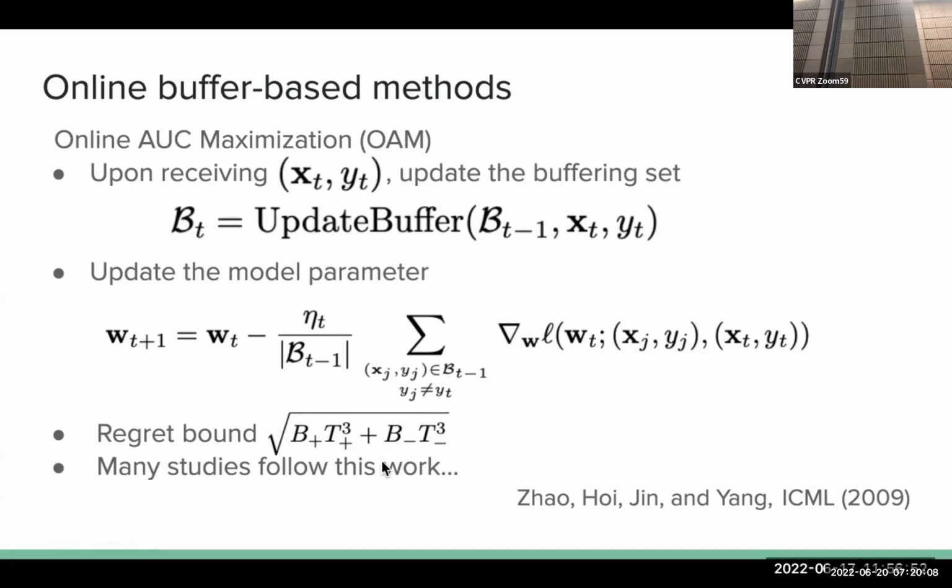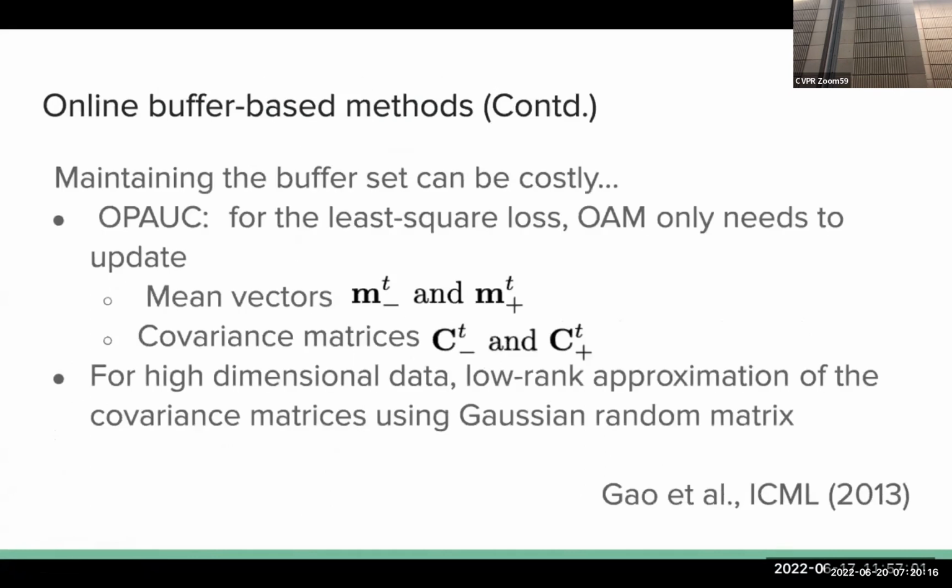And many following studies follow this similar work. For example, for least square loss functions, Gao and his collaborators made a very important observation: online AUC maximization only needs to update two statistics. The first statistic is the mean vectors at time t for class 1 and class minus 1. And also the covariance matrices for class 1 and class minus 1. Of course, because you need to update the covariance matrix, the computation cost and memory cost are still very large, of the order of d squared, where d is the dimension of your data. So for high dimensional data, it can be inefficient.